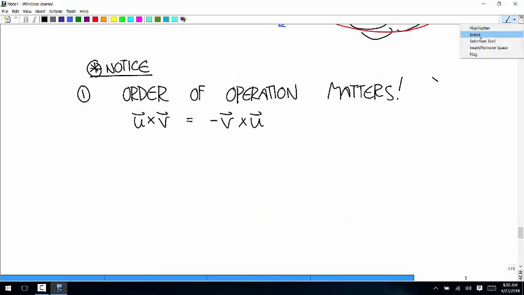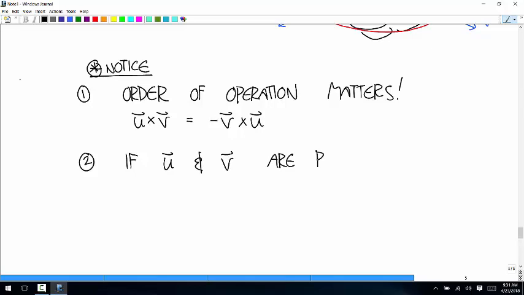The second thing that's important is if U and V are parallel, then U cross V equals V cross U equals the zero vector.